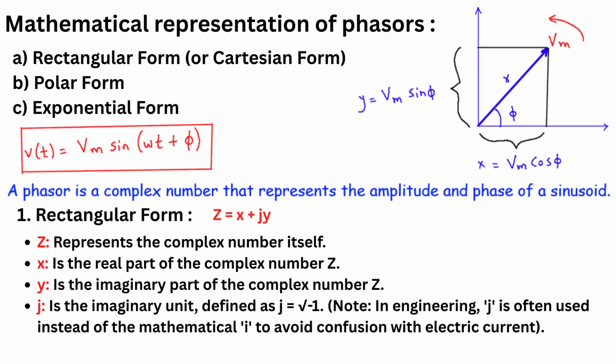Now for the part in the parentheses, omega t plus phi. This entire expression is called the argument of the sine function. It's the engine that drives the wave forward. The first part is omega t. The Greek letter omega represents the angular frequency. This tells us how fast the wave is oscillating.